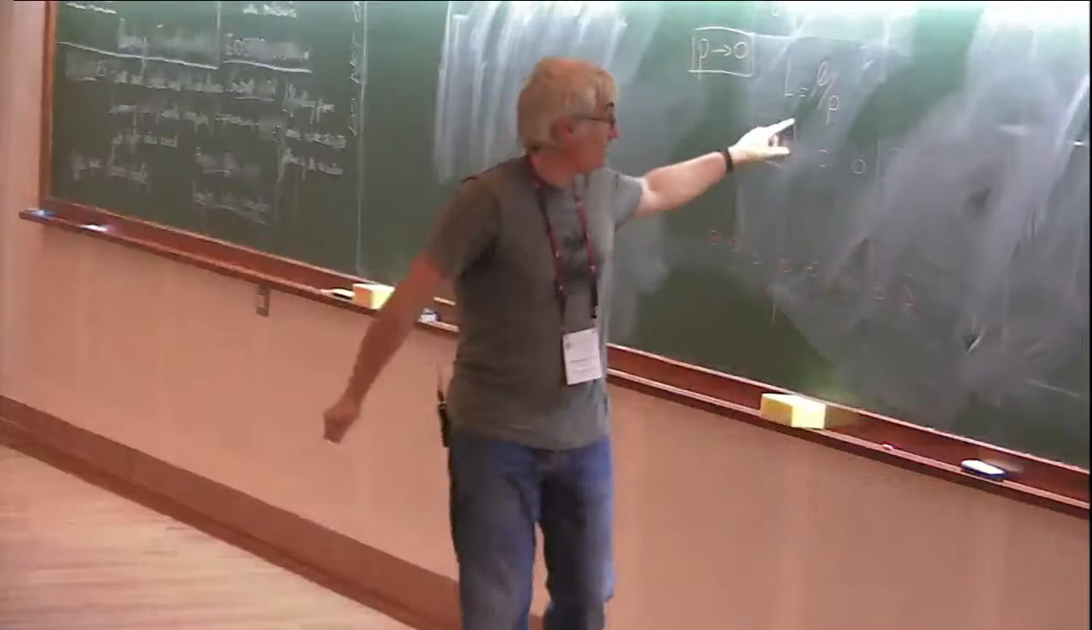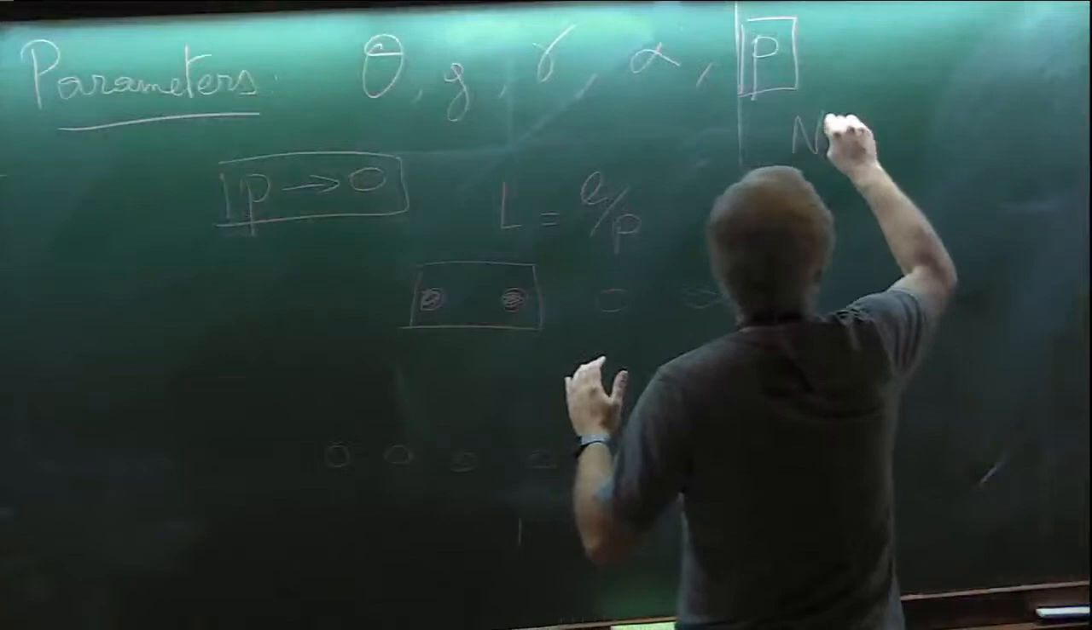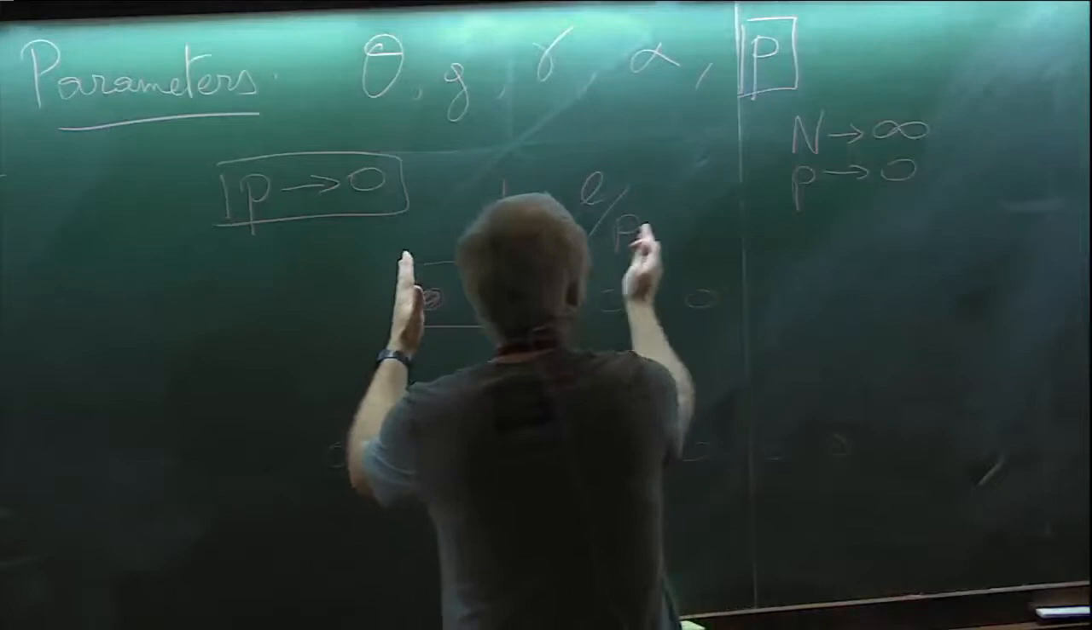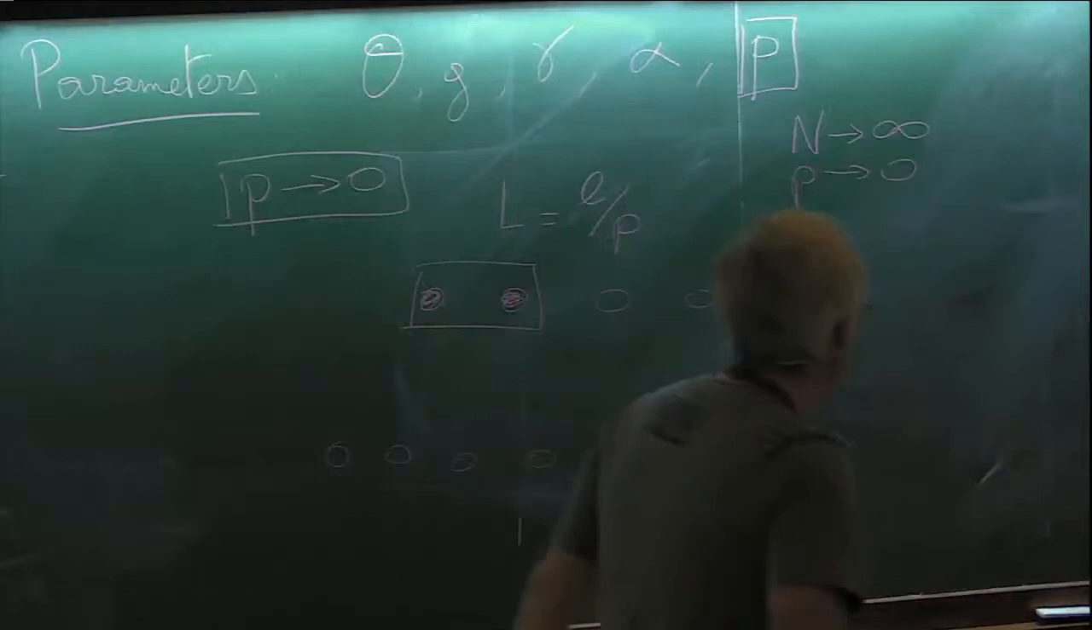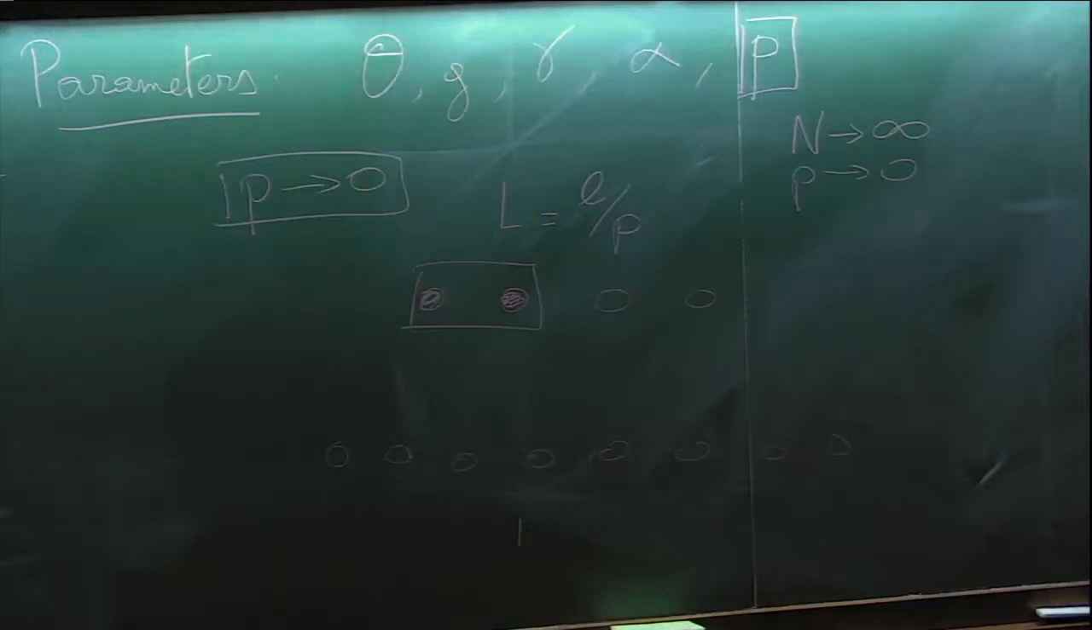But first of all, we send N to infinity, and then p to zero. So the machine is enormous, and then you send p to zero. So this number is still very, very small compared to alpha N. And now you ask, what is going to be the free energy of this model as a function of L, which is this coefficient here?